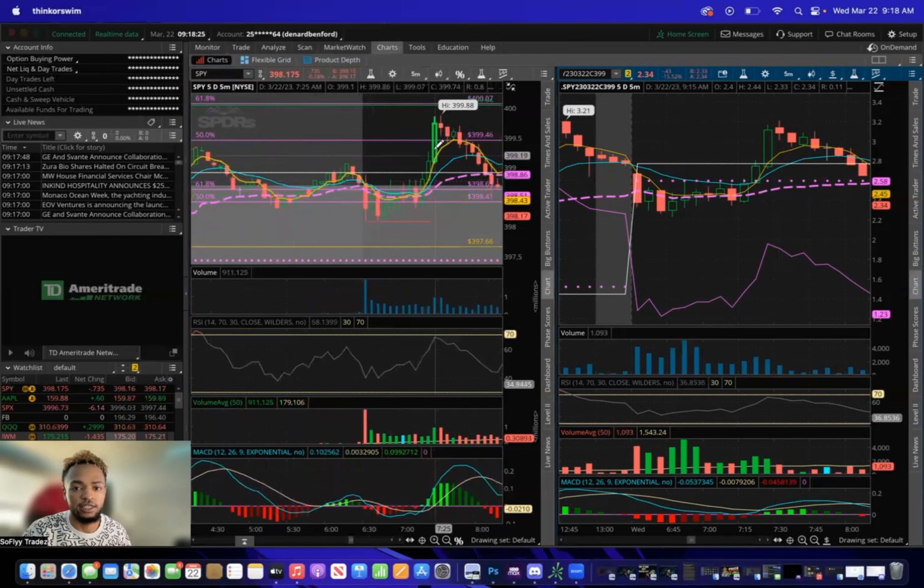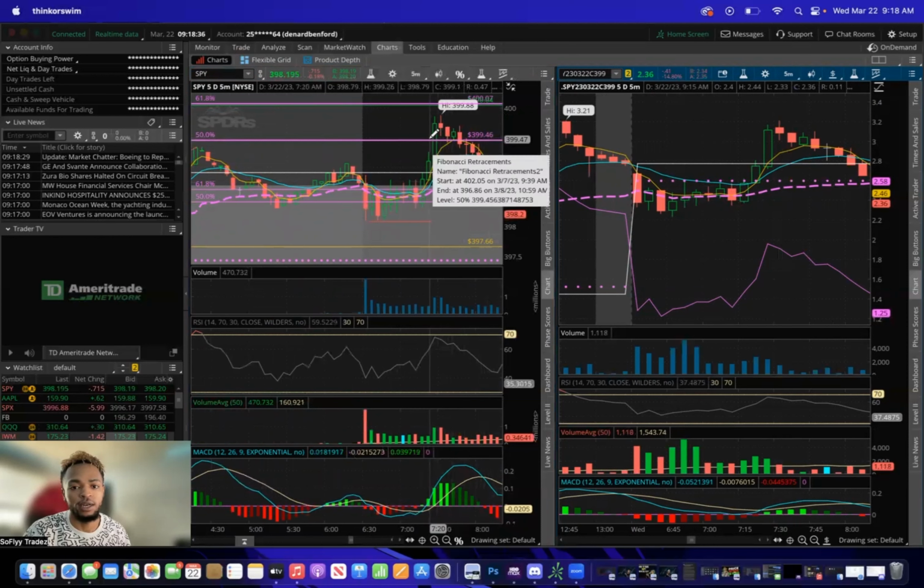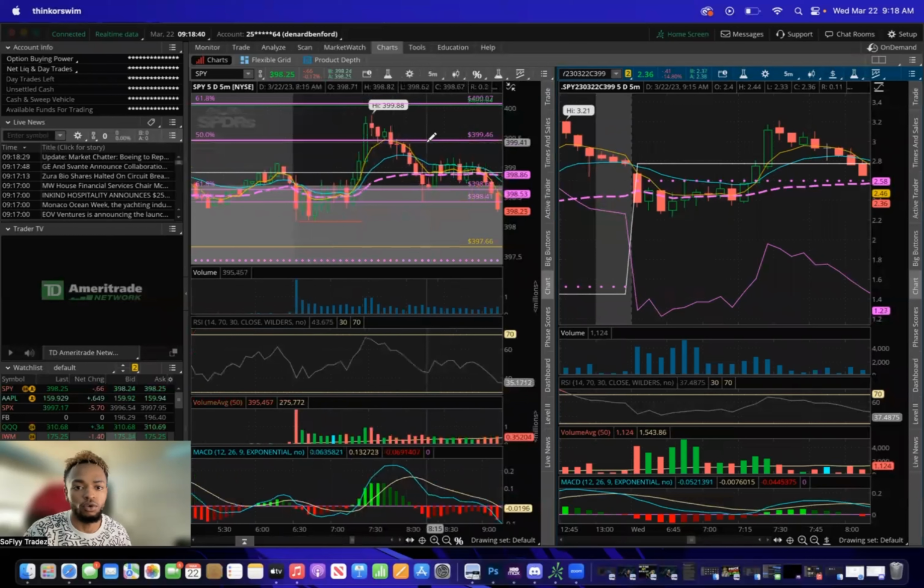5 contracts deep. Took it right up here. I sold my first 2 right here as we passed this level. This 399.46 is my key target. So I sold 2 of them, and I wanted to be very cautious. I thought we might hit 400, but we never hit 400.